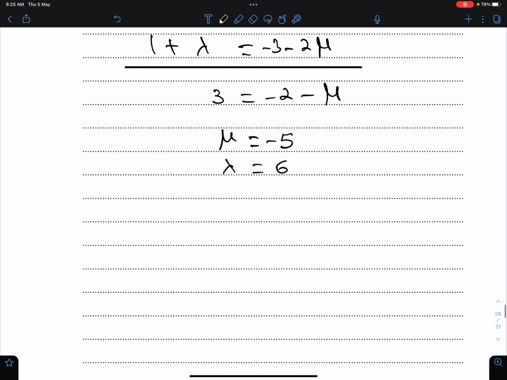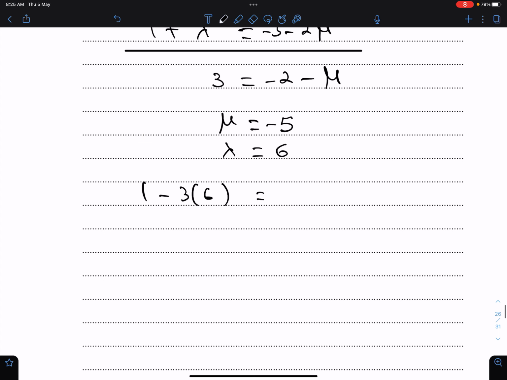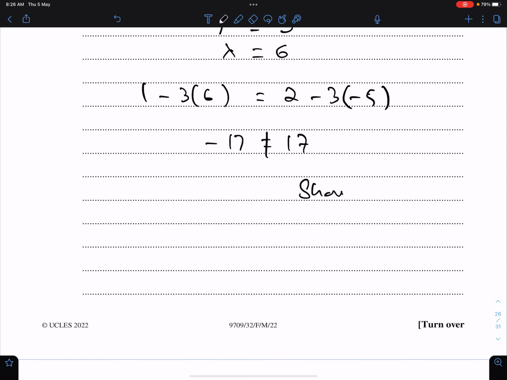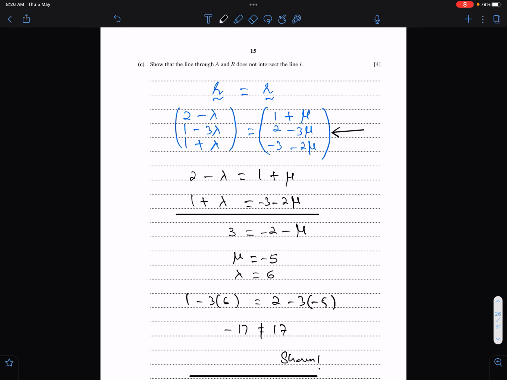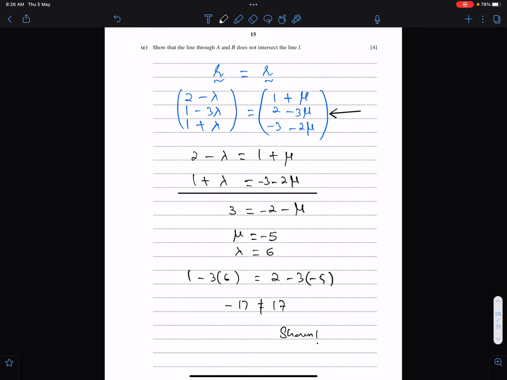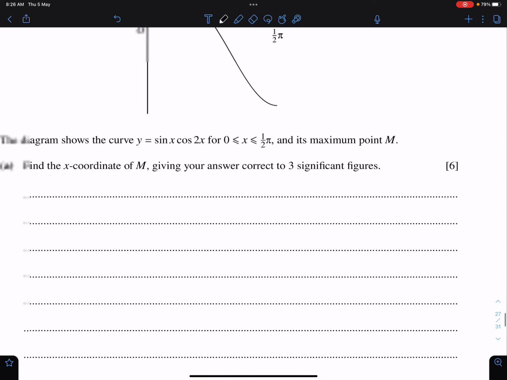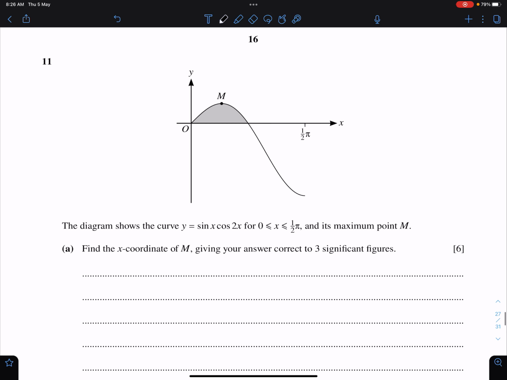So this equation is 1 minus 3 lambda and 2 minus 3 mu. This equation is not verifying, hence shown that both lines do not intersect, or you can say that the lines are skew. This is the last question of this paper.